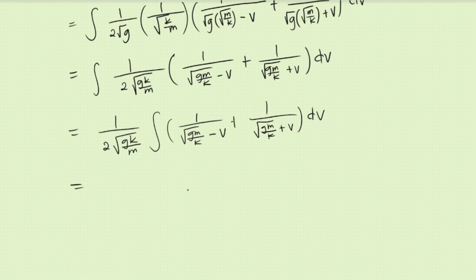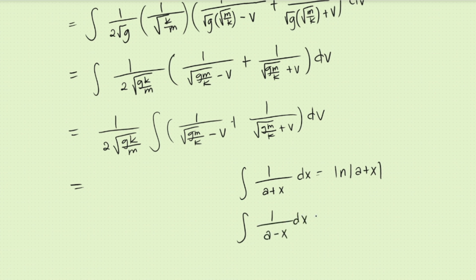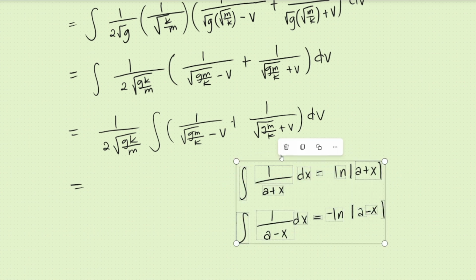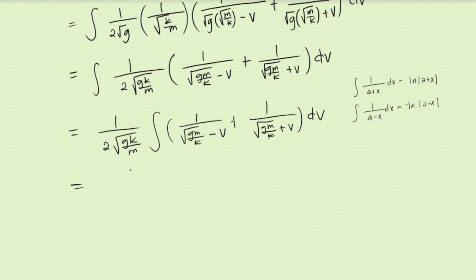So now we recall that the formula for the integral of 1 over a plus x dx is just equal to ln of a plus x, right? So we use this one here. And the integral of 1 over a minus x dx is just equal to negative ln of a minus x. So you just use this to solve for our integral.